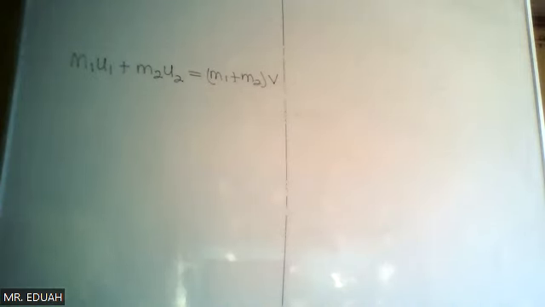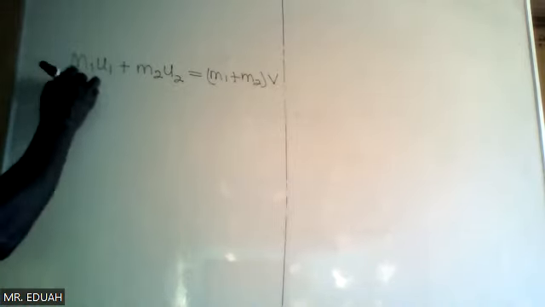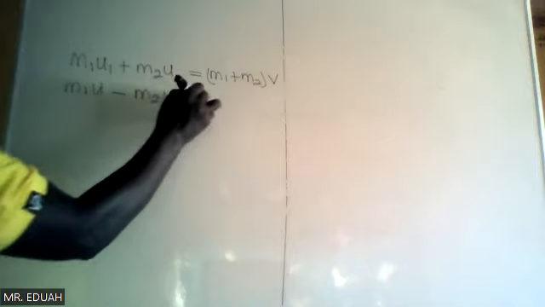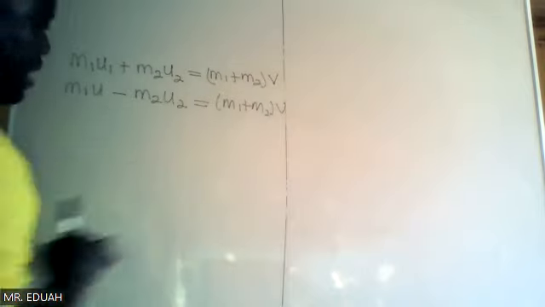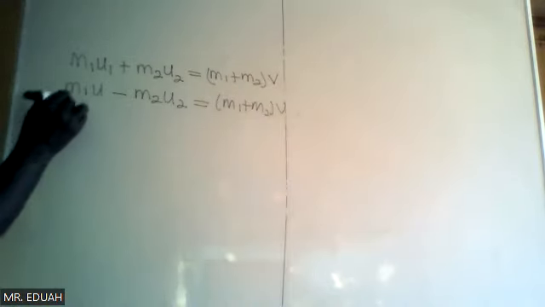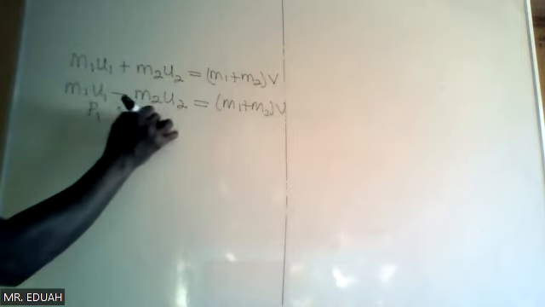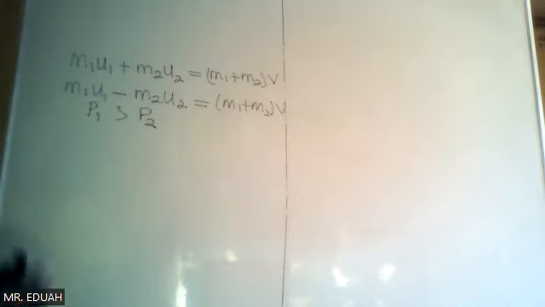Times V. And this is if they are moving in the same direction. When they are moving in the opposite direction, simply M1 U1 minus M2 U2 would be equal to M1 plus M2 times V. And this is on condition that momentum of 1, P1, is greater than P2. If it's the other way around, then you subtract M1 U1 from this.